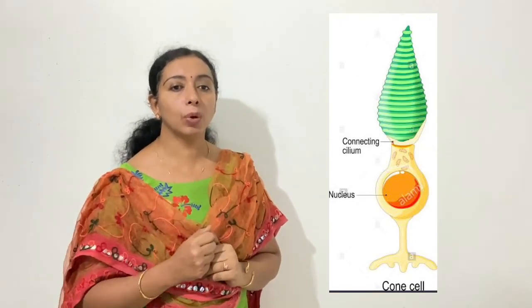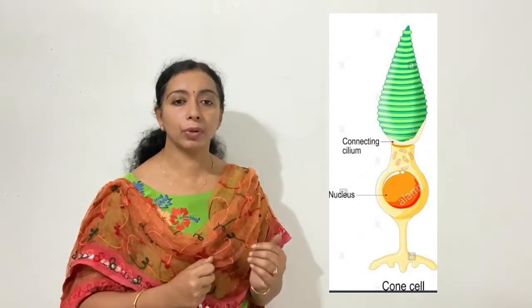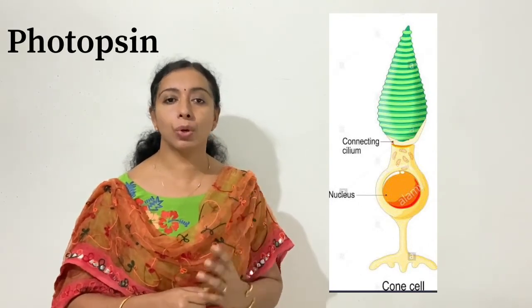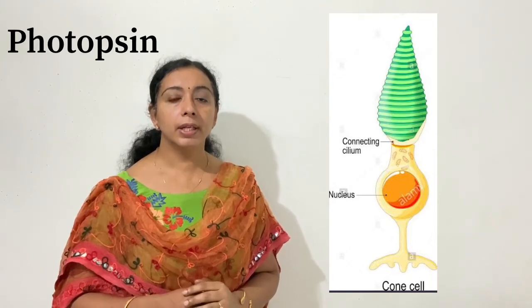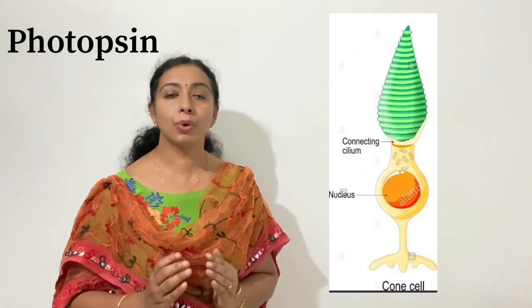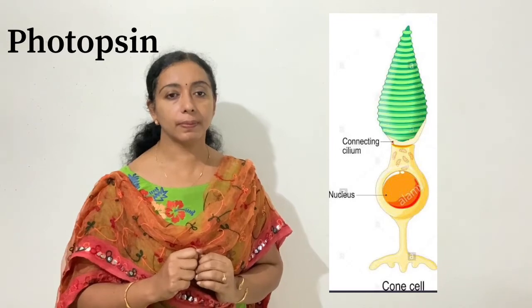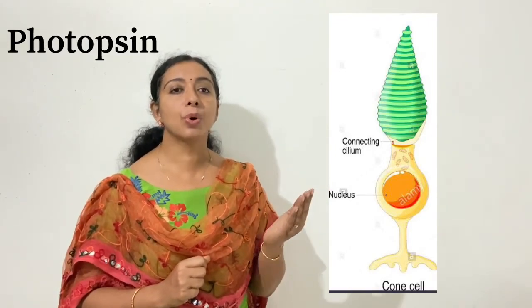Cone cell contain a visual pigment called photopsin. This is also called iodopsin. This pigment is also composed of opsin and retinal. There are 3 types of cone cells in our eyes, which help us to detect 3 primary colors of light: the red, green and blue. The diversity is due to the difference in amino acids in the opsin molecule.